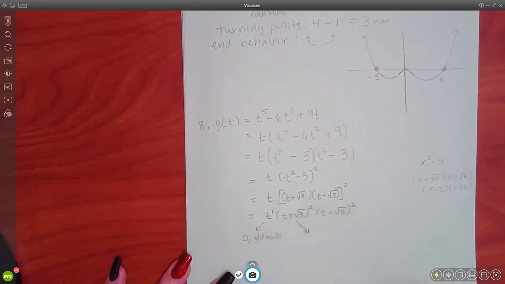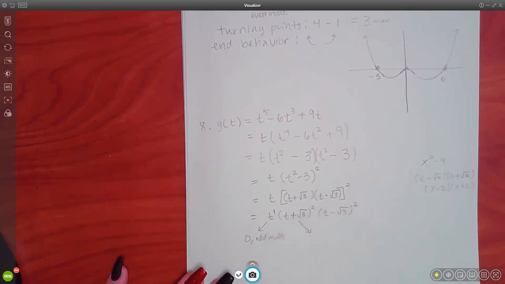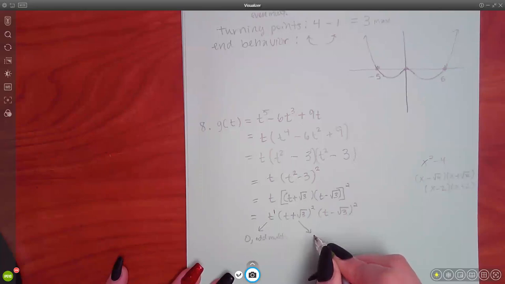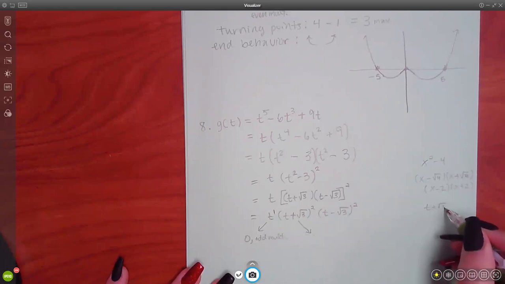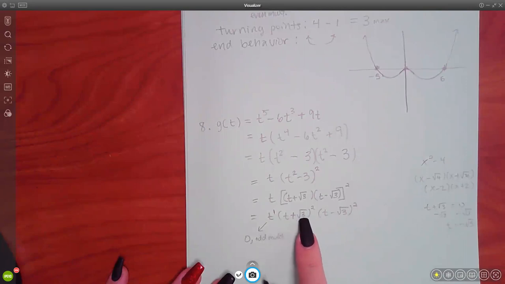And then what kind of zero would you get from this factor? If I took this factor and set it equal to zero, I would get t equals what? Let's do it. T plus square root of 3 equal to 0. What would you have to do to solve for t? Just minus this, right, on both sides. So you would get t equal to the negative square root of 3. Don't let this square root throw you off. It's just a number, right? It just happens to have a house on top of it, okay? So just like if it were t plus 3, you would say the 0 is negative 3, right? It's just negative square root of 3.